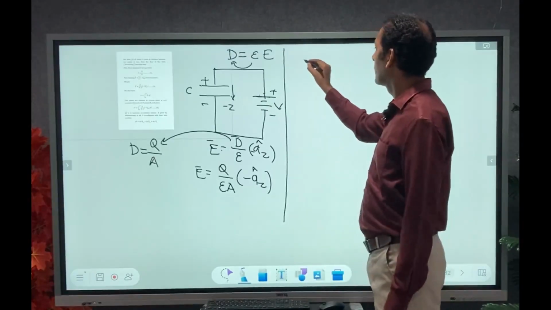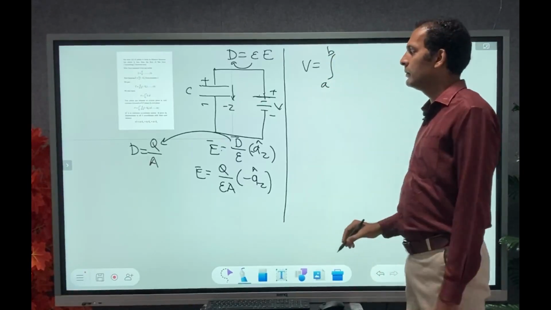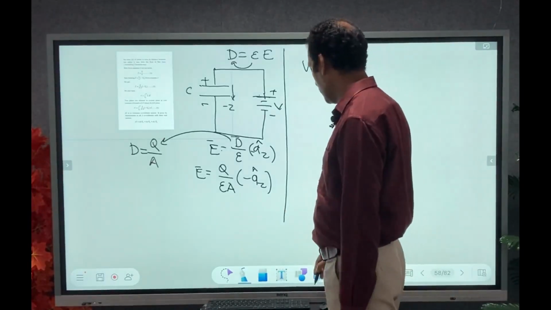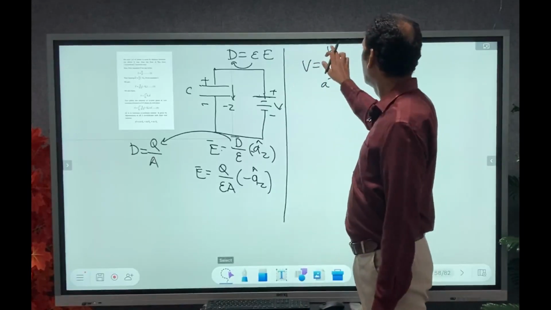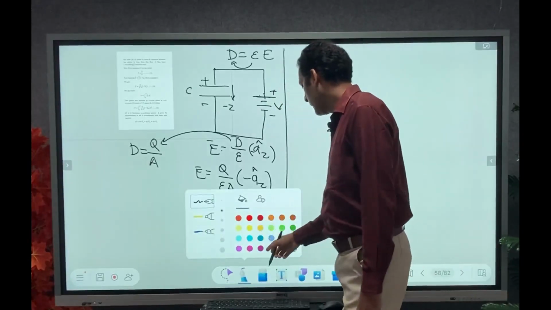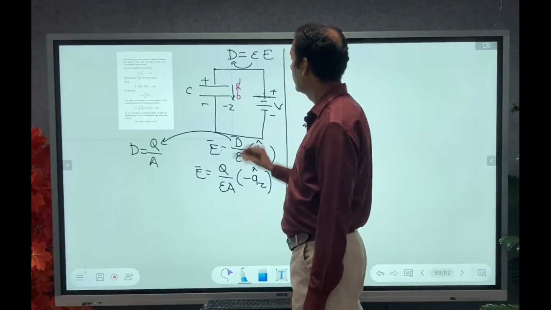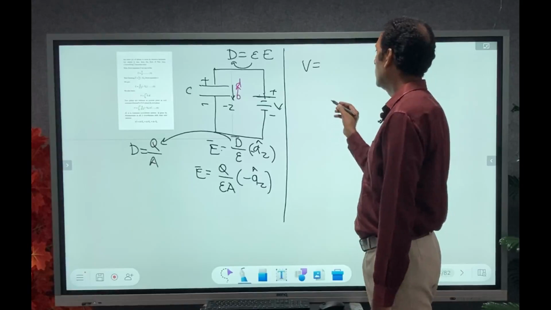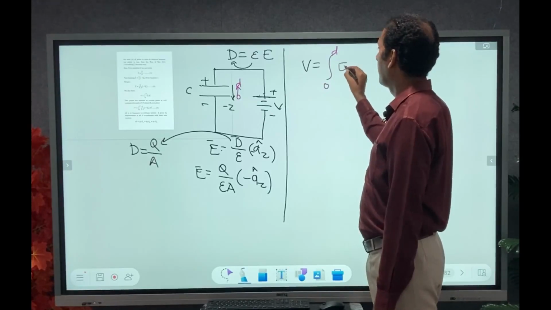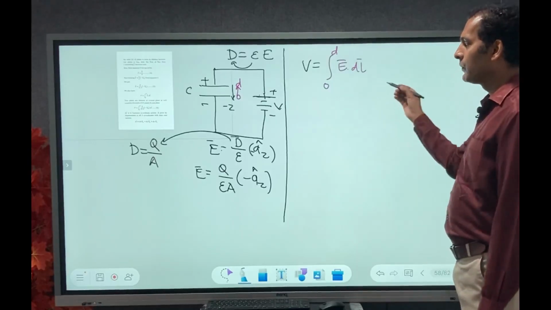Say voltage for a line charge is given by the limit from some A to B. But in this case, if we consider the plate is from 0 to D, then we have to consider limits as 0 to D. That is the difference between plates. Bottom plate is at 0, top plate is at D. So we can say V is equal to integral starting from 0 going to D of E bar dot dl bar. So this is voltage.